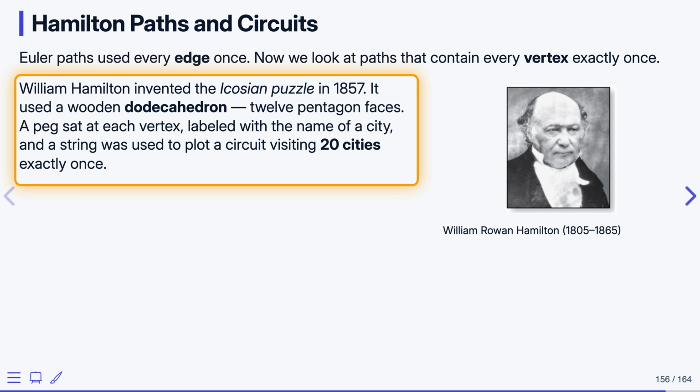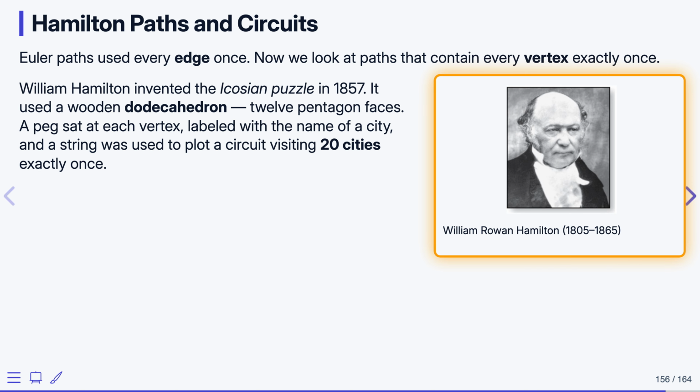It used a wooden solid with 12 flat pentagon faces, called a dodecahedron. At each corner there was a peg, and each peg carried the name of a city. The player used a string to make a route that visited all 20 cities once and returned to the start. That is William Rowan Hamilton, who lived from 1805 to 1865.